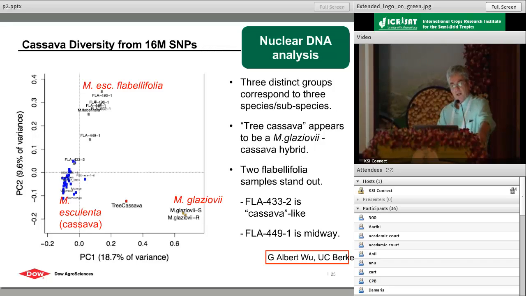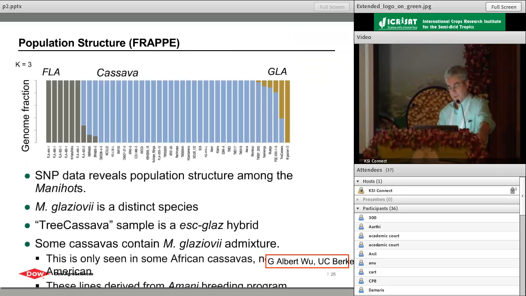And here we ask for 3 groups, and these are how the 3 genome origins kind of break down. And a couple of things to point out here. So the Glasiovi species is very distinct from the rest, and this is the one on the end. And the flabellifolias are distinct from the esculentas. This is the tree cassava, so 50-50 of the 2 parent types. And then we've got some cassavas that have some Glasiovi origin.